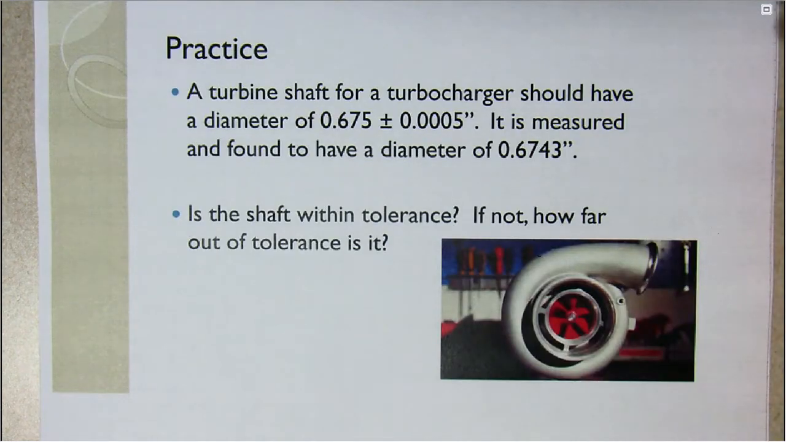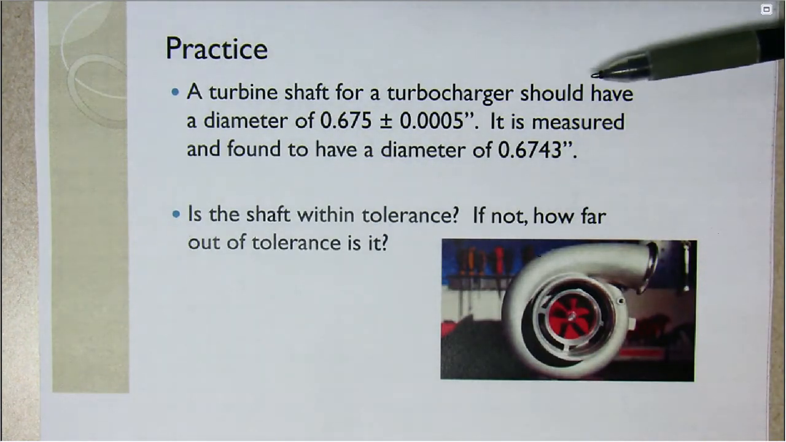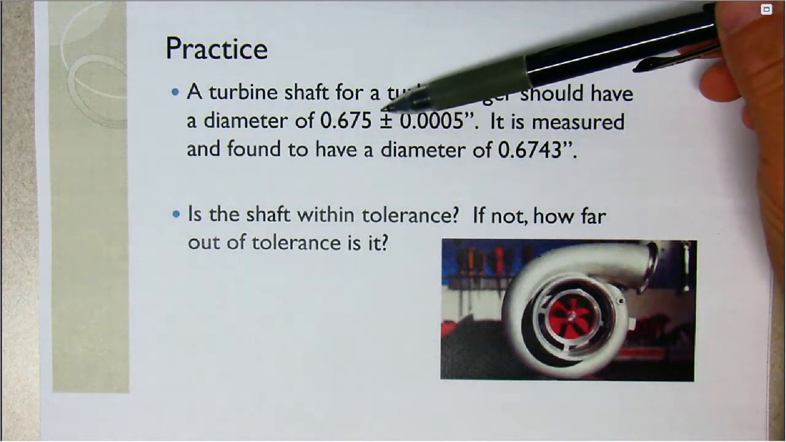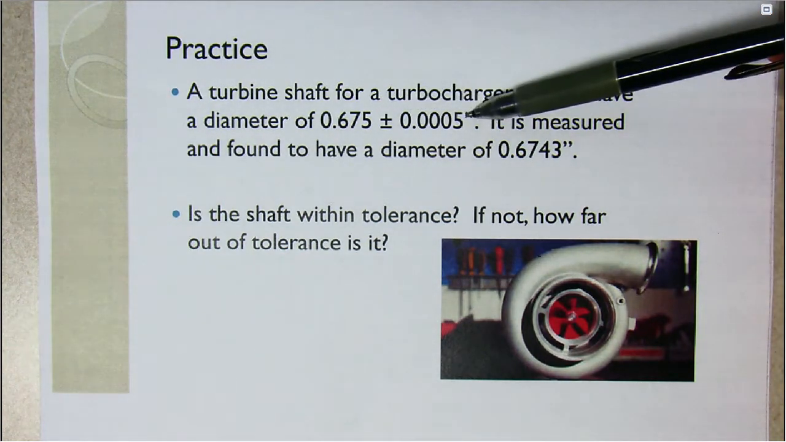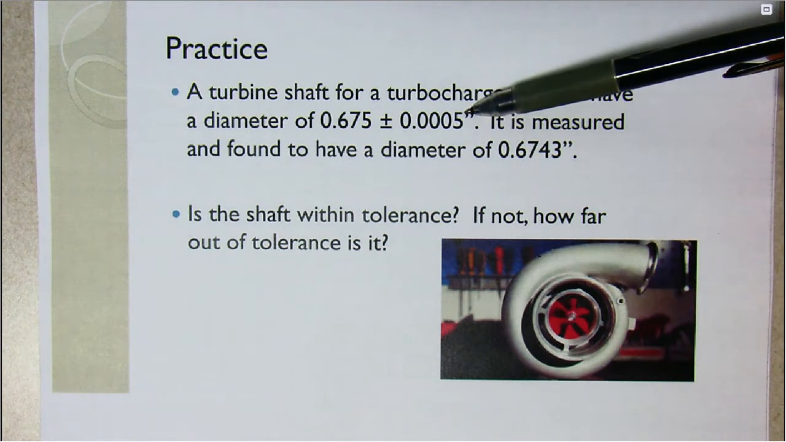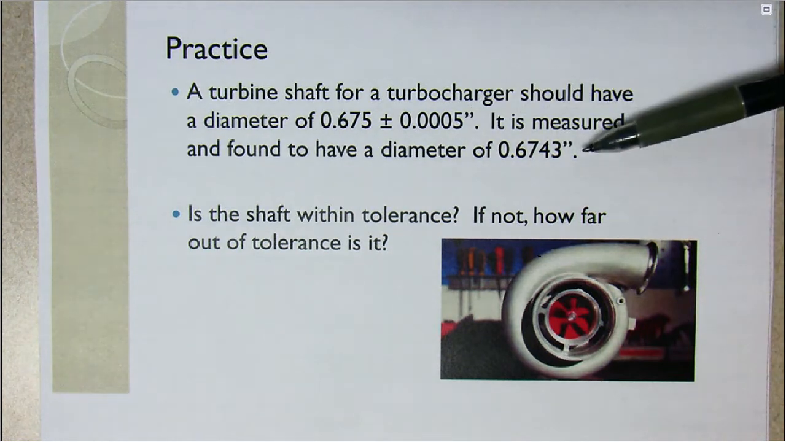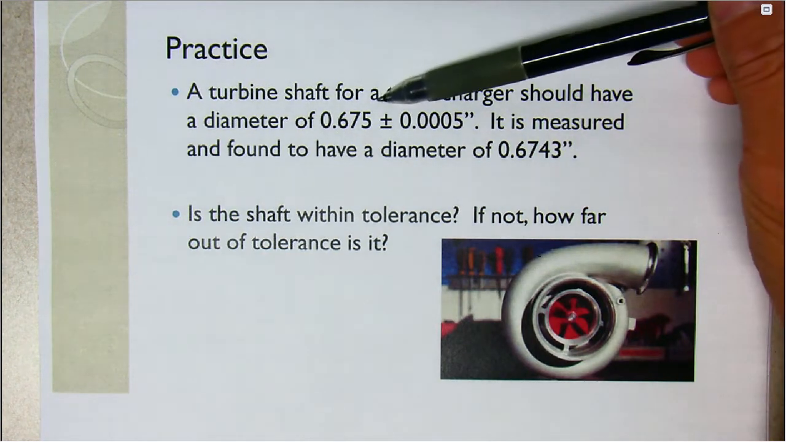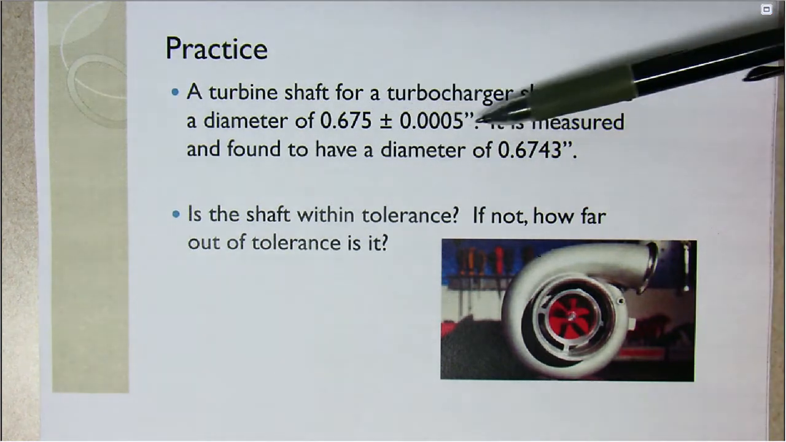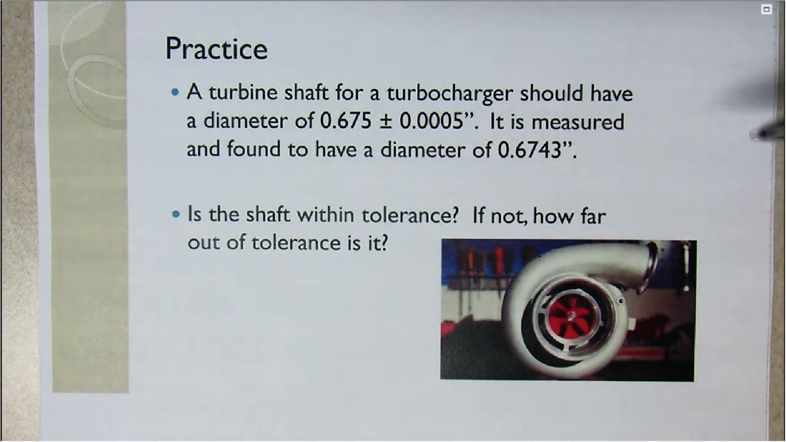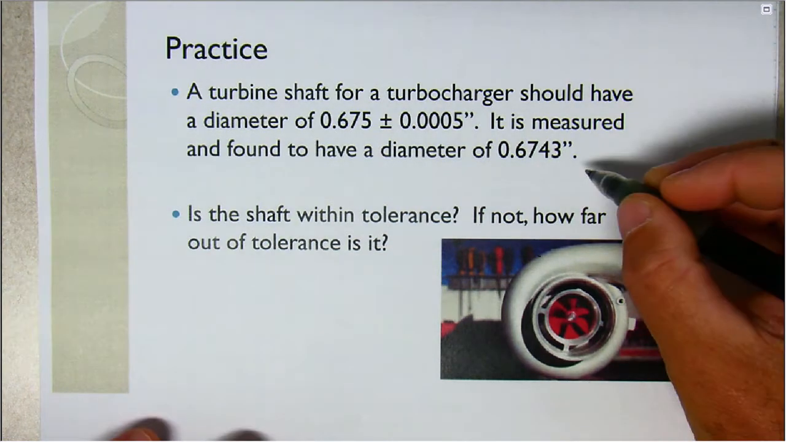Okay, here's a practice problem for you. The turbine shaft for a turbocharger should have a diameter of 0.675 plus or minus 5/10,000ths. We measure it and it's actually 0.6743. So the question is, is the shaft within tolerance? Let's find out what our measurement is from what it should be and see if we're within those 5/10,000ths. Go ahead and do that and unpause the video when you're ready to see your solution.